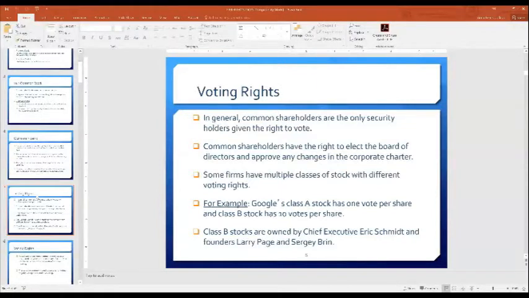Right? And then common shareholders have the right to elect the board of directors and approve any changes in the corporate charter. Okay? So ganun ka-powerful ang isang common shareholder na you can vote and at the same time, you can elect, you can choose, the power to choose who will be the board of directors, or who will manage, who will spearhead the organization.